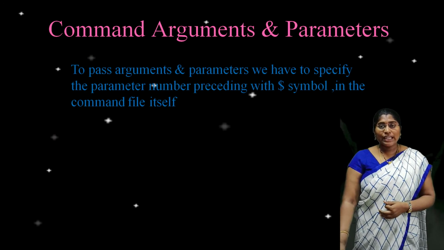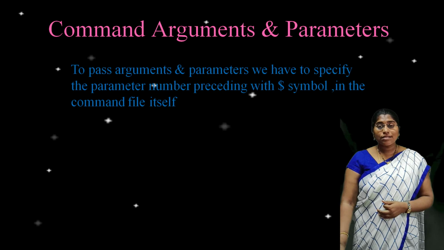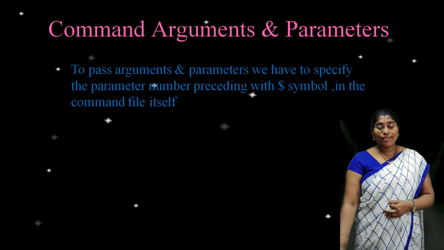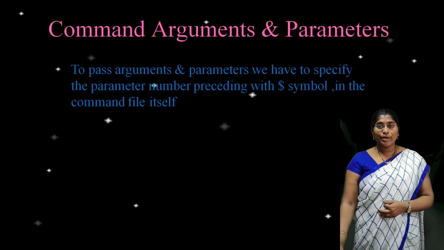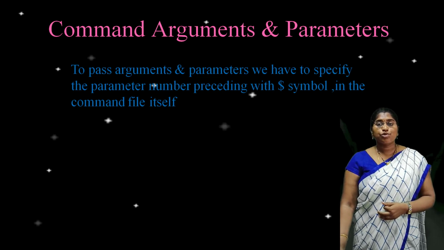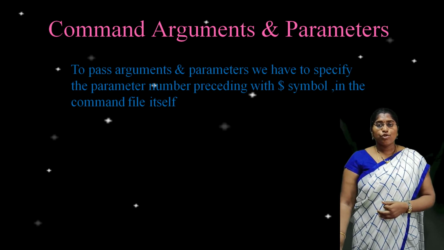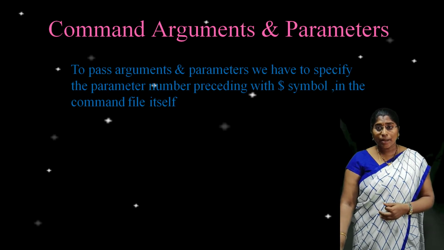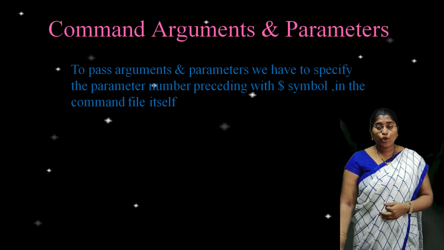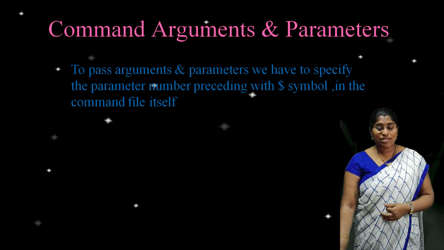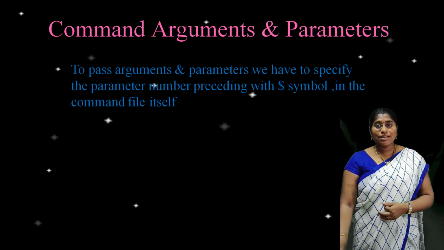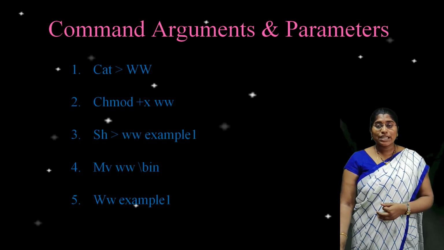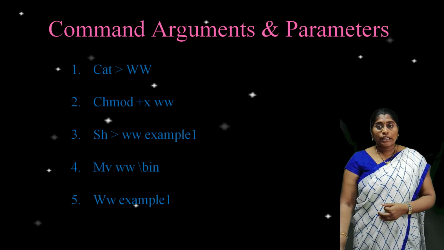parameters. While creating new commands, we can pass arguments. When you are creating a new file, you pass your arguments or parameters to the new commands. To pass the arguments or parameters, we use the parameter number preceded with the dollar symbol, and the command file itself. For example, let us create a new command file, ww, which returns the number of words in the specific file.